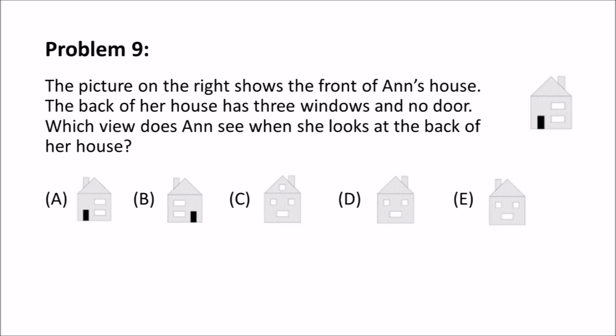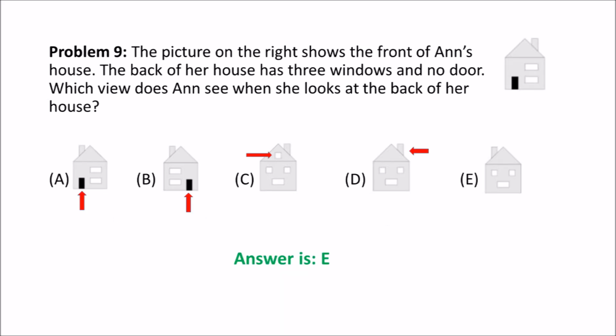Problem 9. The picture on the right shows the front of Anne's house. The back of her house has 3 windows and no door. Which view does Anne see when she looks out the back of her house? A and B are eliminated because there's no door. C is eliminated because there's only 3 windows. Then D is eliminated because the chimney is on the wrong side. And as you can see here, the answer is E.